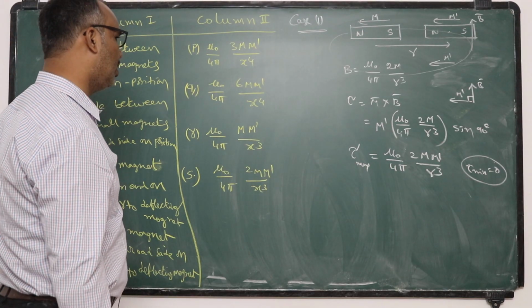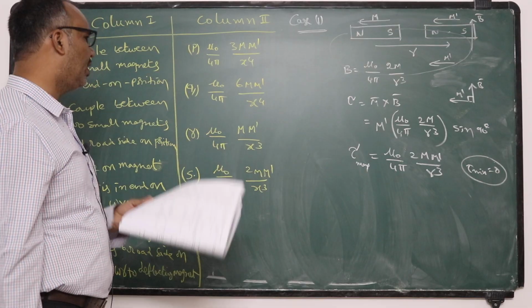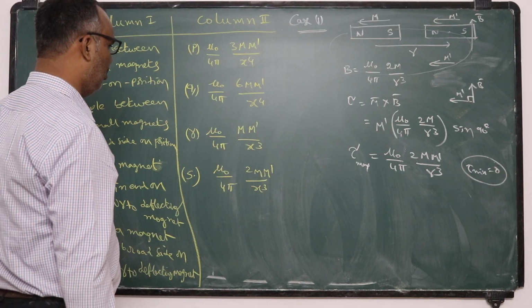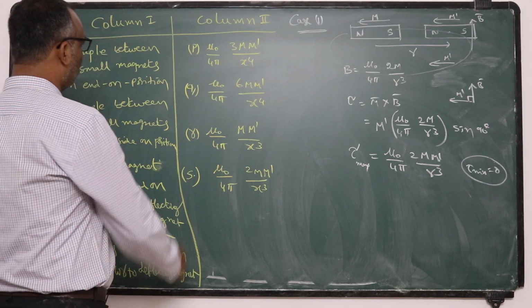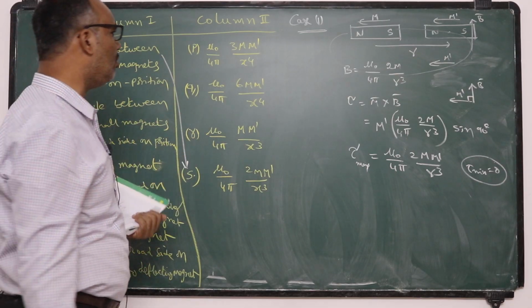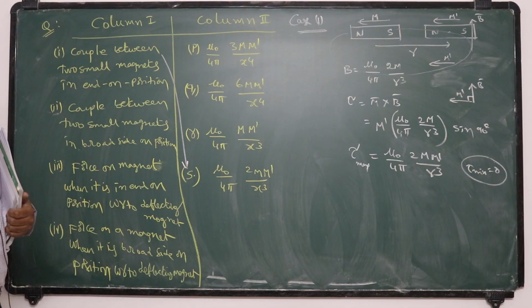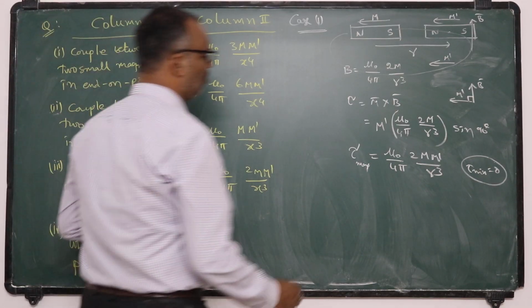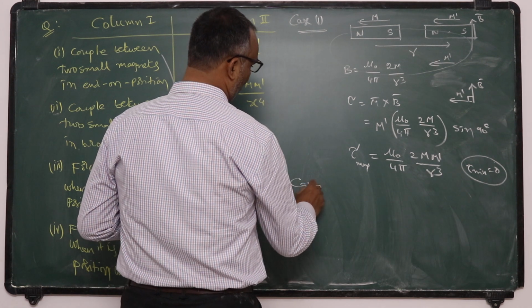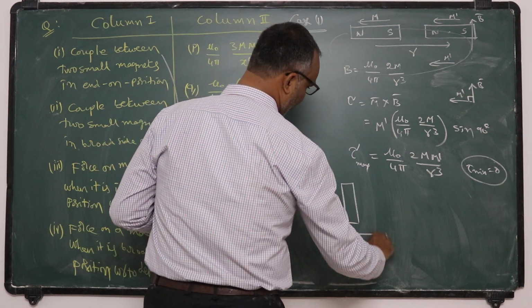In maximum torque case, mu naught by 4 pi into 2 mm dash by x cube is the answer. For first option, this is the answer. Next, let me go to couple between two magnets, broadside on position. Broadside on position means perpendicular position to one another. One magnet is like this, another magnet is like this.